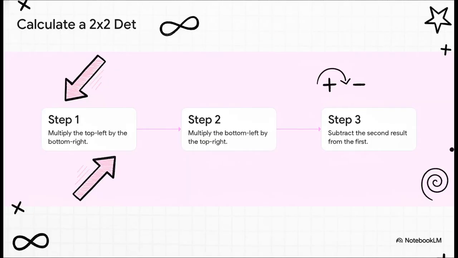It's really just a simple three-step move. First, you multiply down one diagonal. Then, you multiply up the other diagonal. And for the grand finale, you subtract that second number from the first. That's it. That's the whole pattern.